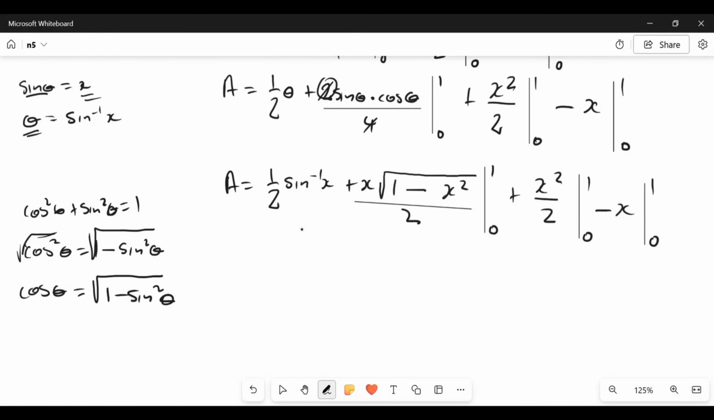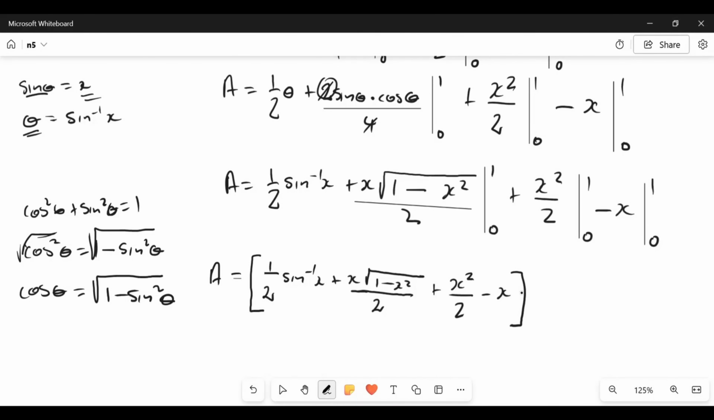So when it's like this, you can start substituting now. Now our area, let's start with the first bracket. We're going to write half, arc sine x plus x root 1 minus x squared divided by 2, plus, this time around, x squared divided by 2 minus x. Then this here is the bracket for the upper limit, which is 1, minus everything similar to this.